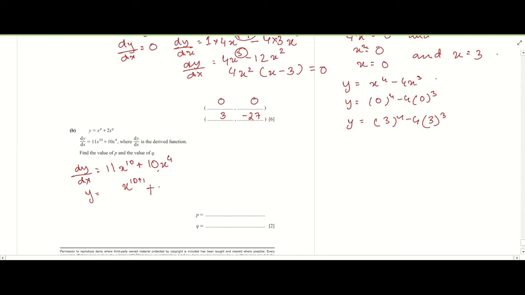And they already gave the coefficient here as 2, so I'm writing it as 2, and x to the power of 4 is in the derived function. That means it's going to be 4 plus 1, right? So x to the power of 11 plus 2x to the power of 5. So that means that p equals 11 and q equals 5. Now you can find the derivative of this equation and you will end up with this. You can have a try and you will get this derived function itself.